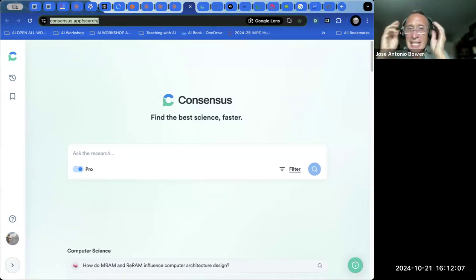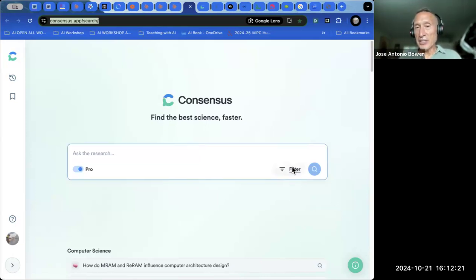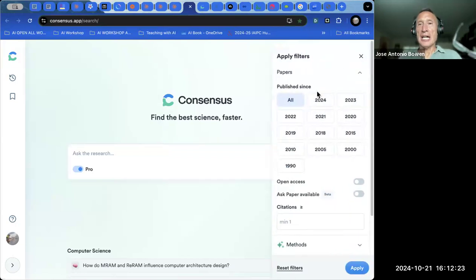So Consensus is like a phone app, right? It does things on your phone. So I'm going to give it a prompt and ask it to do something. We'll do this next week. But you should ask it stuff that you know, right? It has a filter, which allows you to say, right, I only want certain kinds of studies. You should absolutely use the filter button, right?